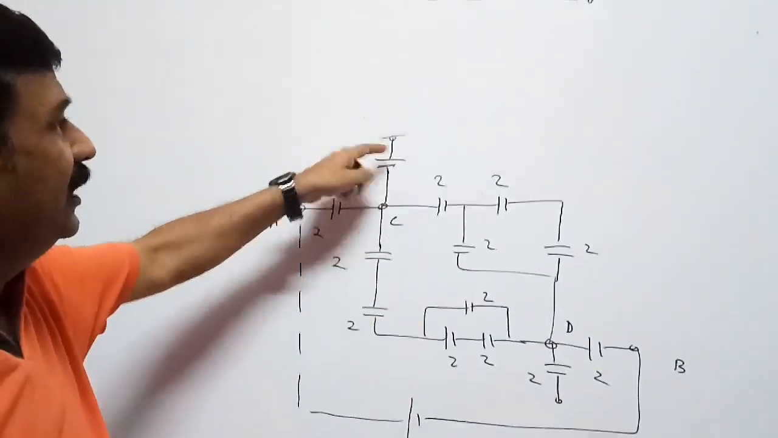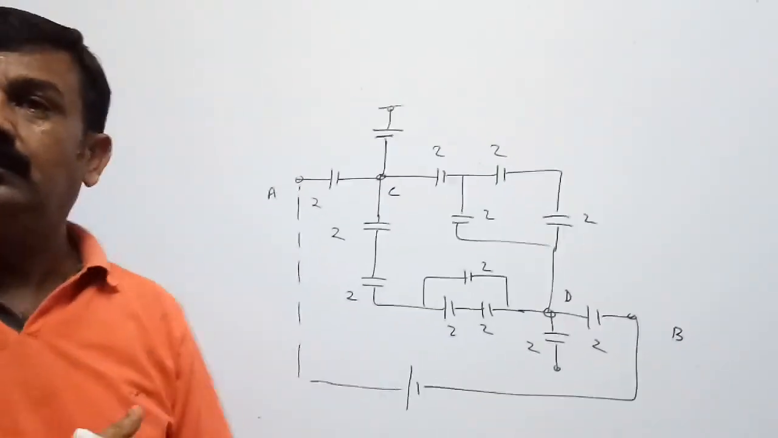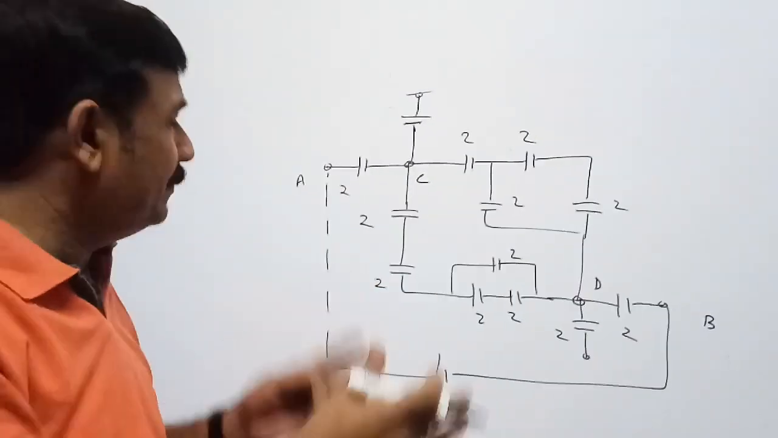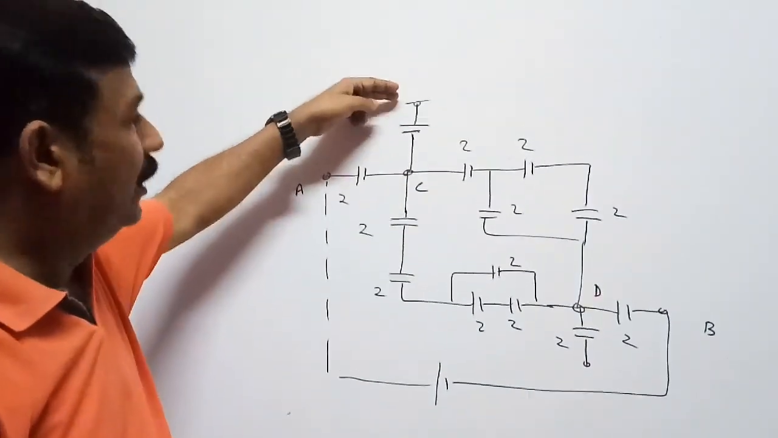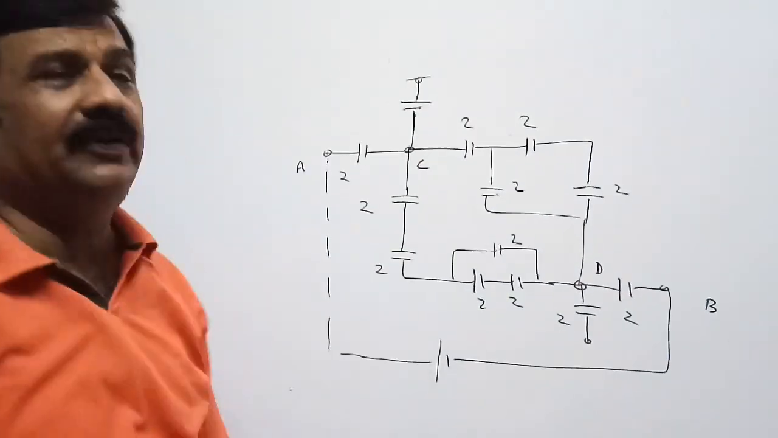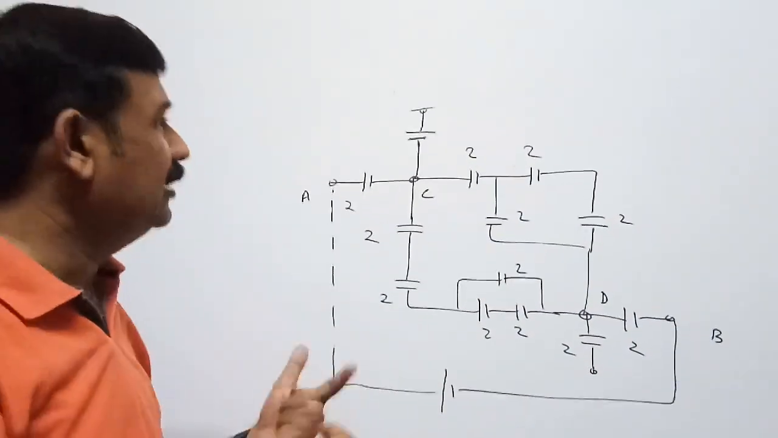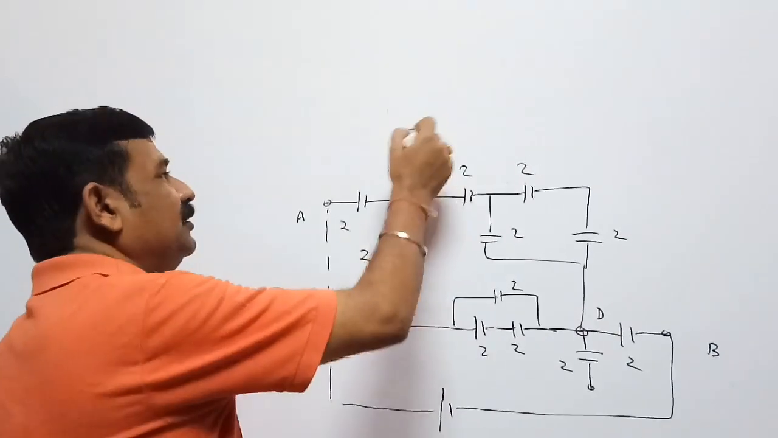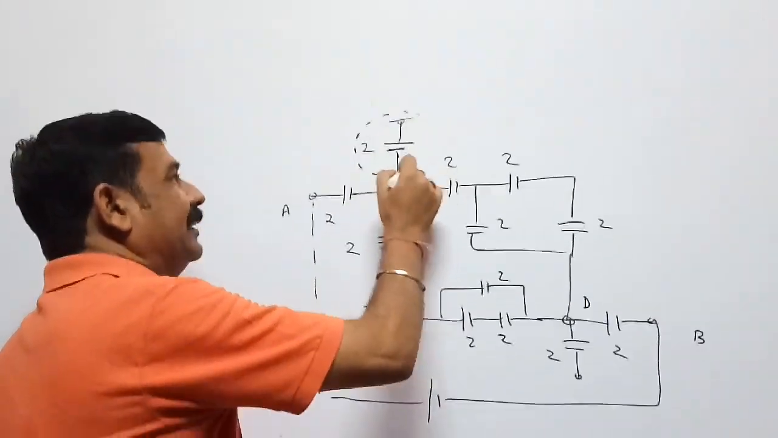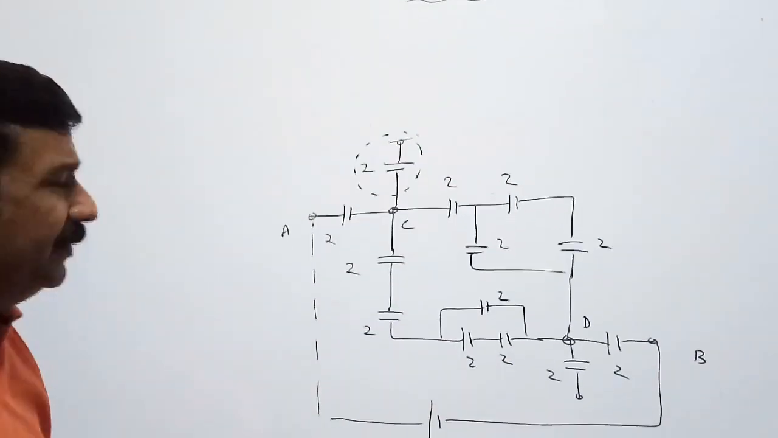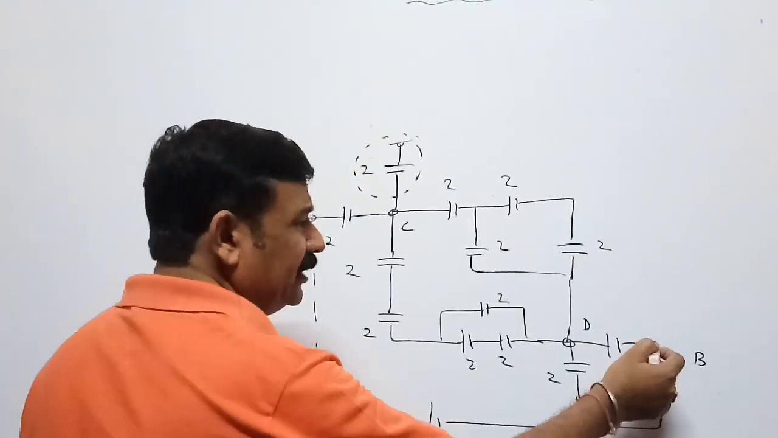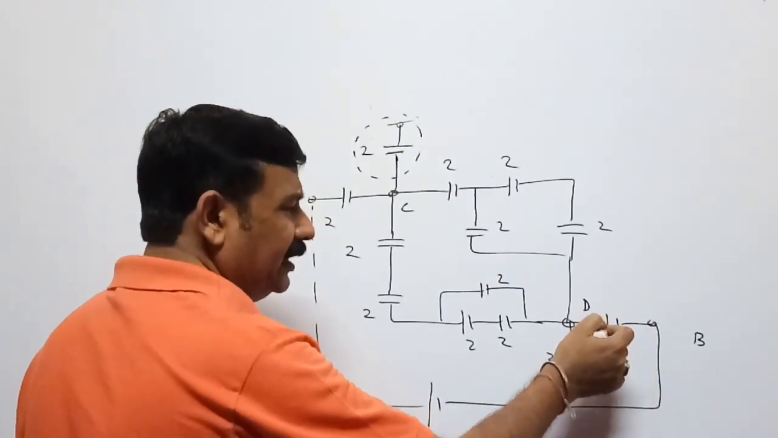After reaching here, there is no option for charge to move. So such type of capacitors in which one plate is connected with the free end is known as fake capacitor. So here this capacitor is working as a fake capacitor. Similarly, when charge reaches here, here, here.